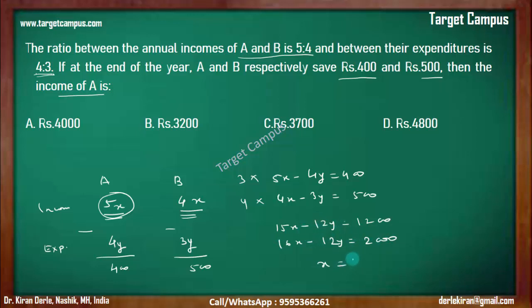So subtraction, x is equal to 800. X is 800. So what is the question? Then the income of A is 5 into 800, which is 4000. That's my answer. I hope you have got this, right?